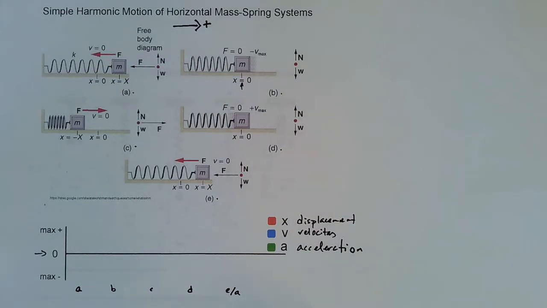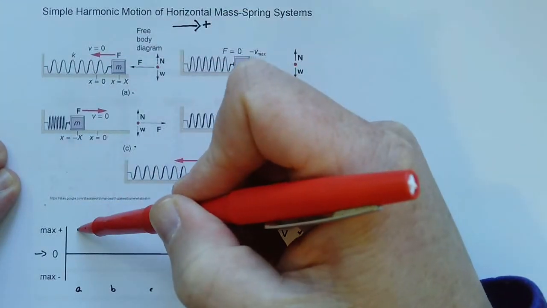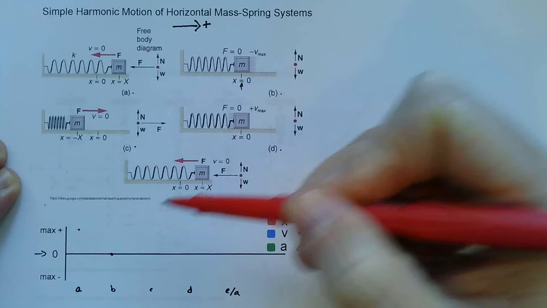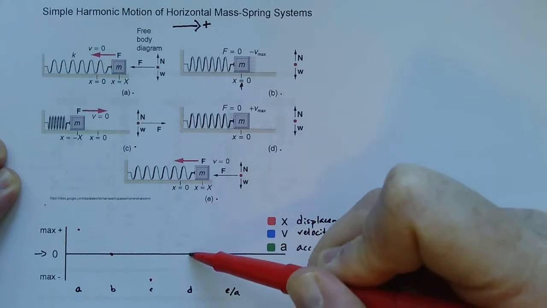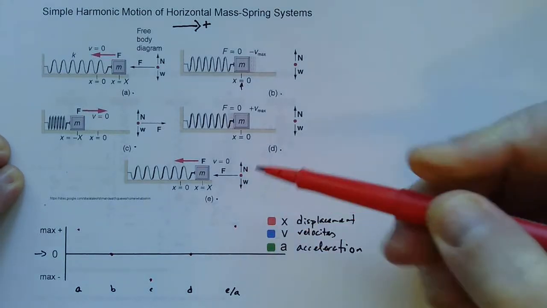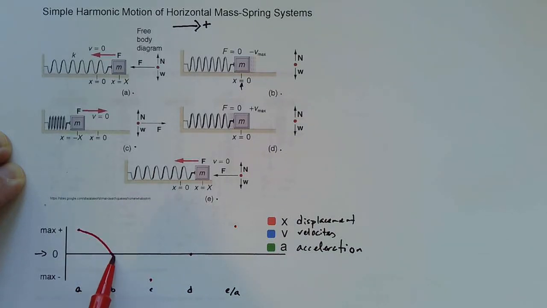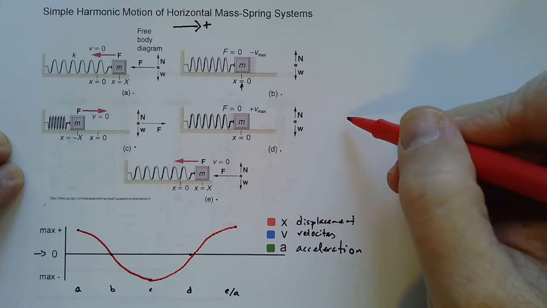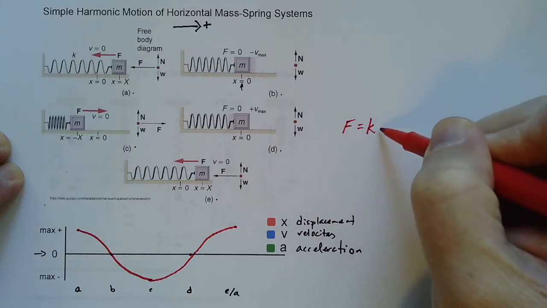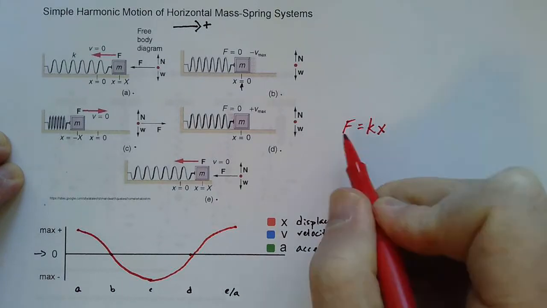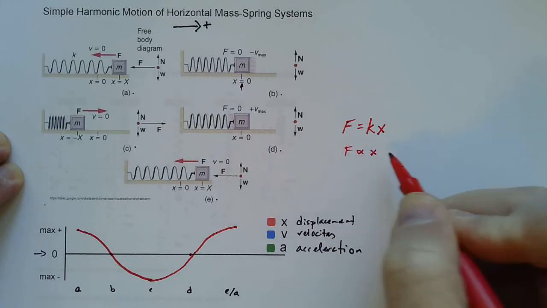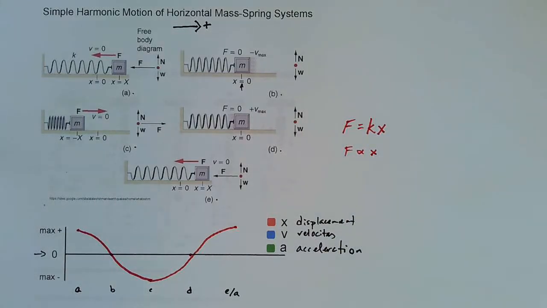That's the easiest. So A is maximum positive displacement, so up here. B is back at the equilibrium position. C is maximum displacement to the left. D is back at the equilibrium position, and E is back at the maximum displacement on the positive again. And the way these connect is with a sine curve, since a spring gives a force that's proportional to the displacement. Remember that the force that a spring exerts is equal to kx, where k is the spring constant and x is the amount that the spring is stretched. So since the force is proportional to x, a spring makes the mass into a simple harmonic oscillator.